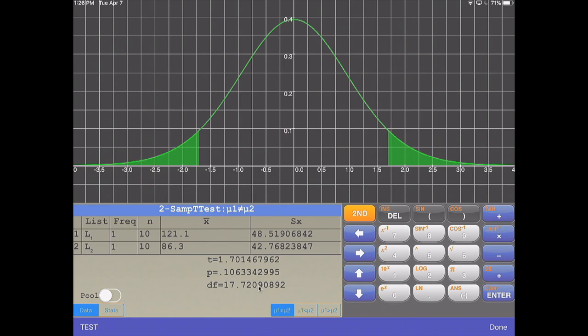There's a way to figure that out by hand that involves a formula that is pretty advanced and very cumbersome. So I would recommend definitely using the graphing calculator app or the graphing calculator to do all the work for us. And as far as the issue of pooling goes, I've even heard some recommendations by some statisticians saying to just always pool the data.